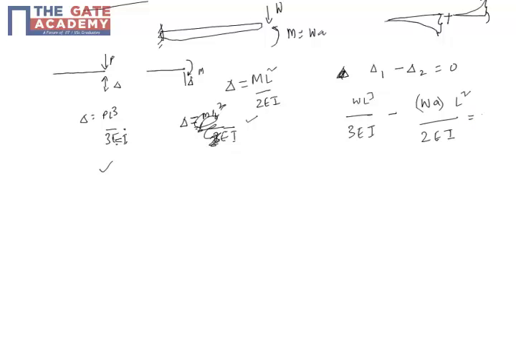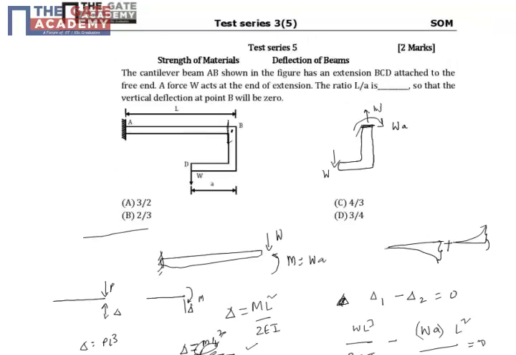So it is equal to 0. And WEI will cancel, L square also will cancel, so L by 3 minus A by 2 is 0. So L by A is asked, and that is nothing but 3 by 2. So the answer is 3 by 2. The answer is A. So this is a simple problem.